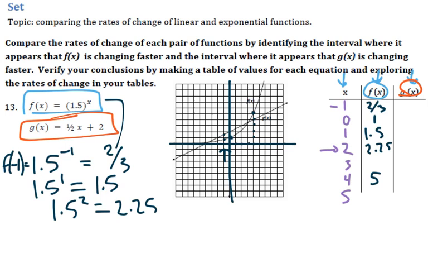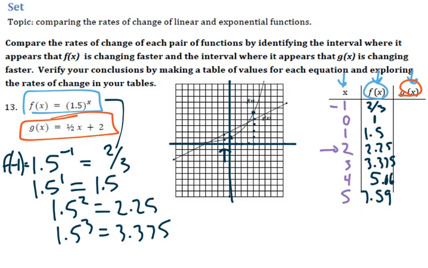1.5 to the third, so I'm just plugging the numbers in, is 3.375. 1.5 to the fourth is basically 5.06. It's actually a longer decimal. And then 1.5 to the fifth is 7.59. We round it up. Okay, now let's do g of x.